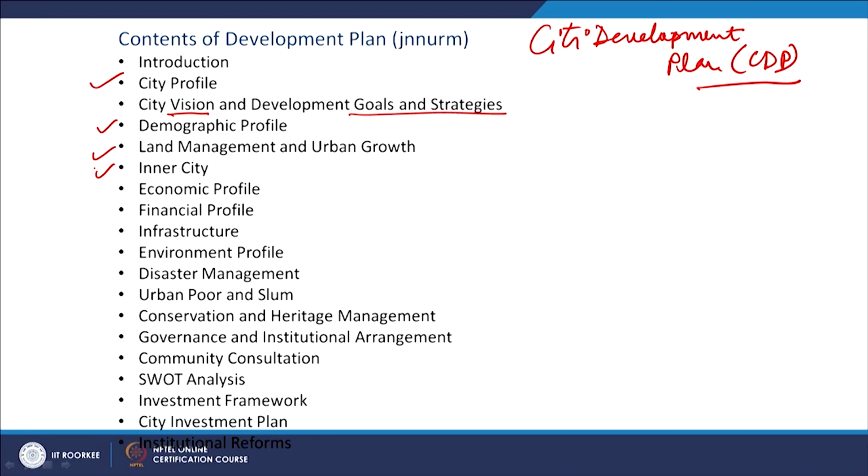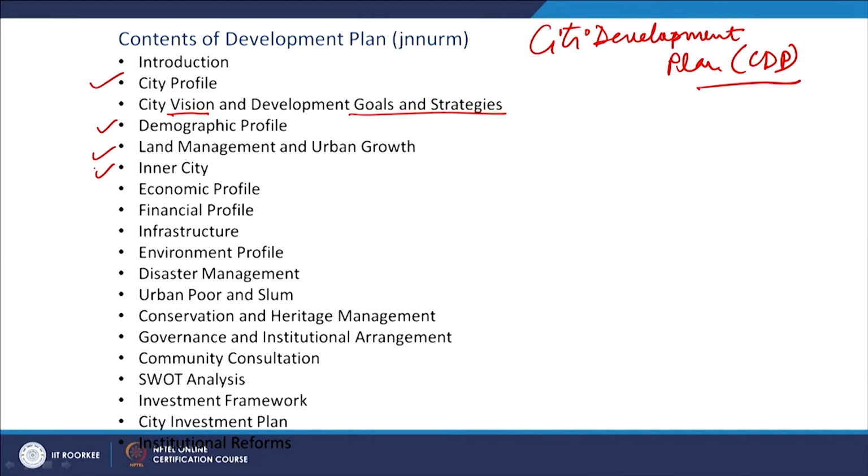Inner city means most of the cities are unplanned or organically developed. So, those cities have inner city, core city characters. That character has to be depicted very clearly. Then economic profile, financial profile, infrastructure, environment profile, disaster management, urban poor and slum, conservation and heritage management, governance and institutional management, community consultation, then a SWOT analysis, investment framework, city investment plan and institutional reform.